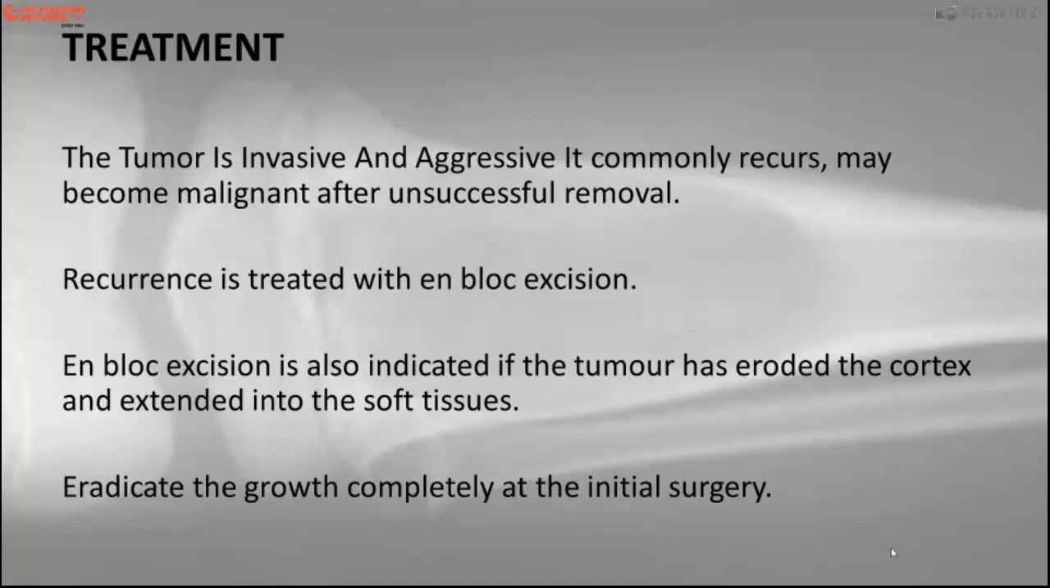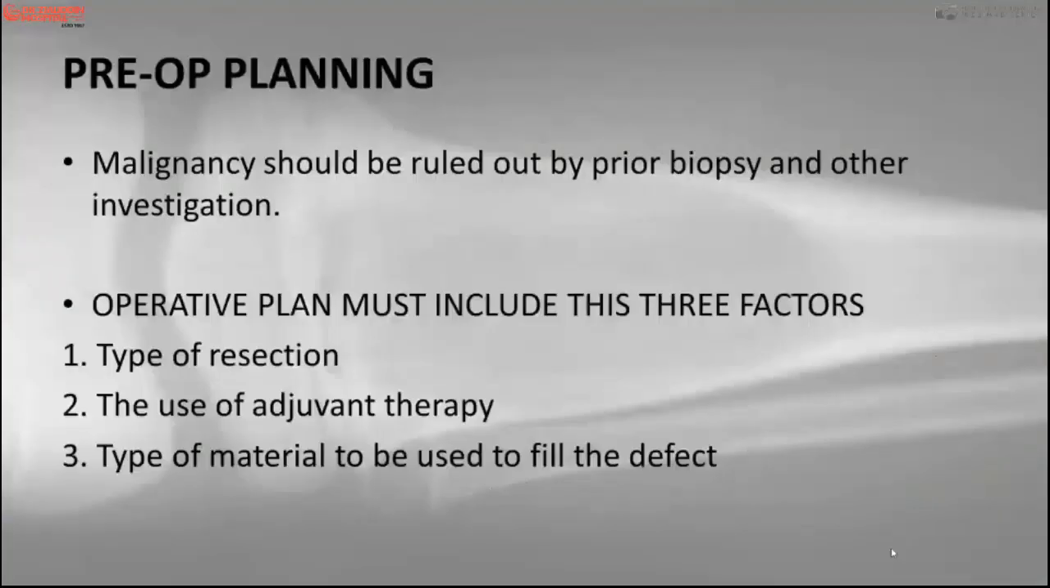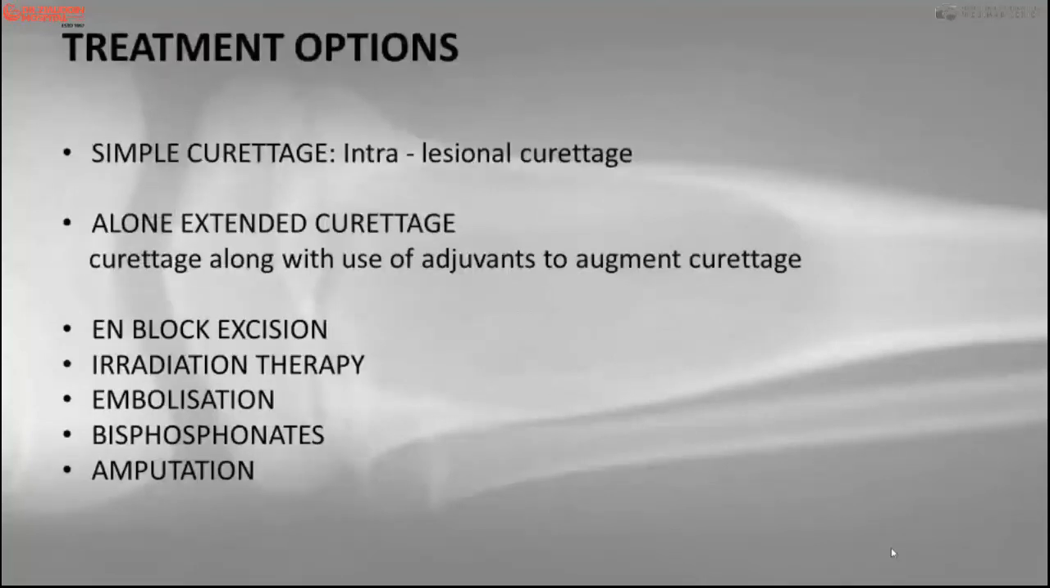After the prior biopsy and other investigations, the operative plan must include three factors: type of resection, use of adjuvant therapy, and type of material to be used to fill the defect. As I told you, it can be simple curettage alone, extended curettage with adjuvants, en bloc excision, irradiation therapy, embolization, bisphosphonates, and at times amputation.